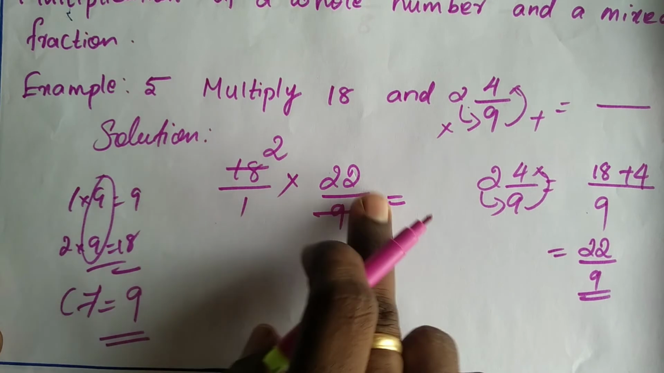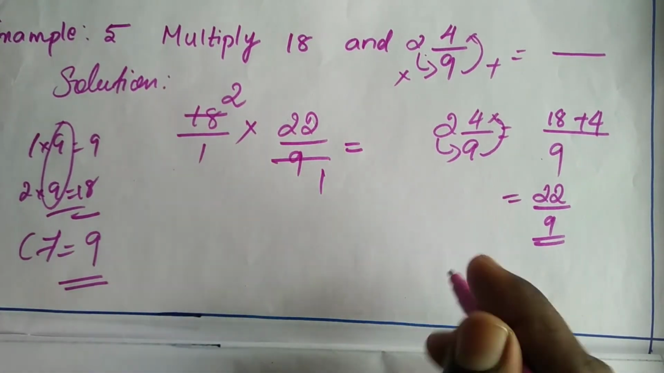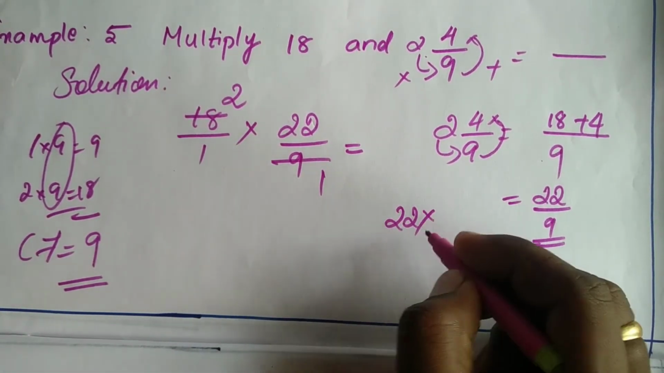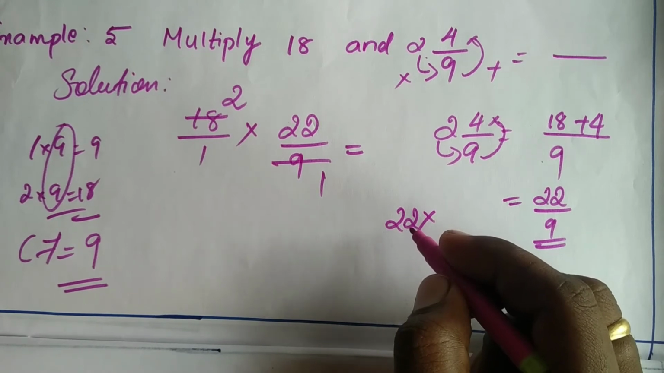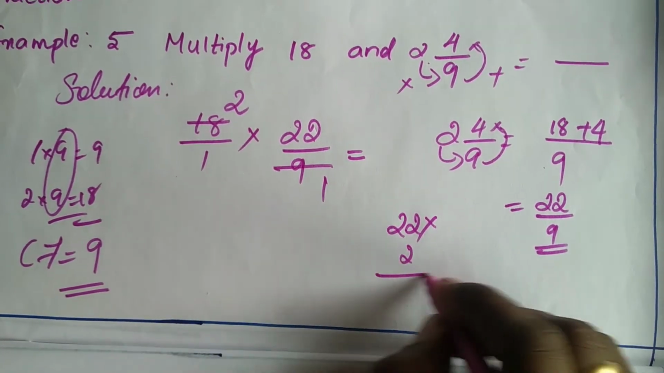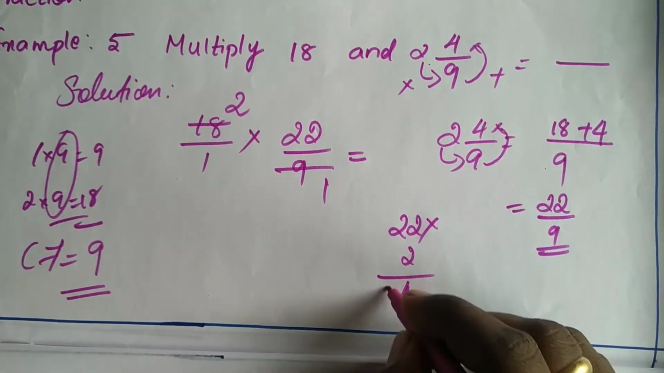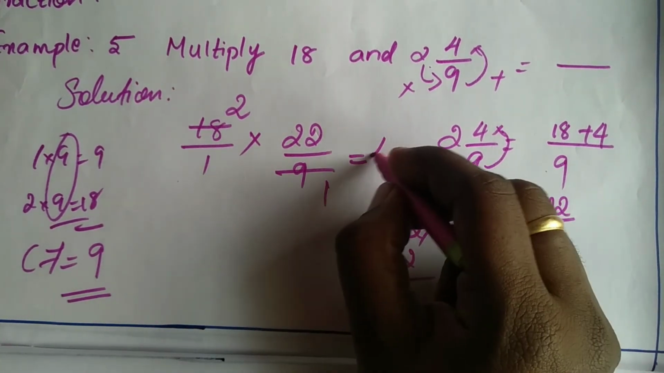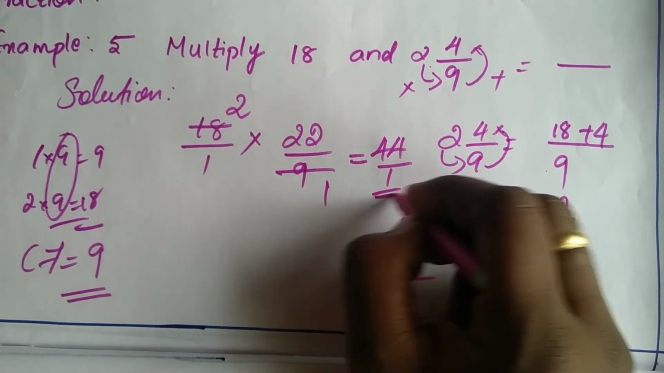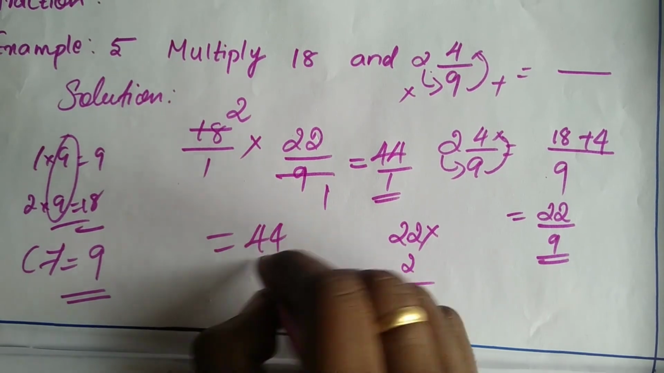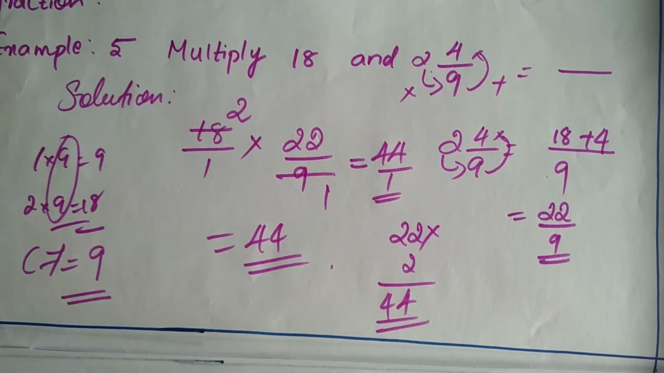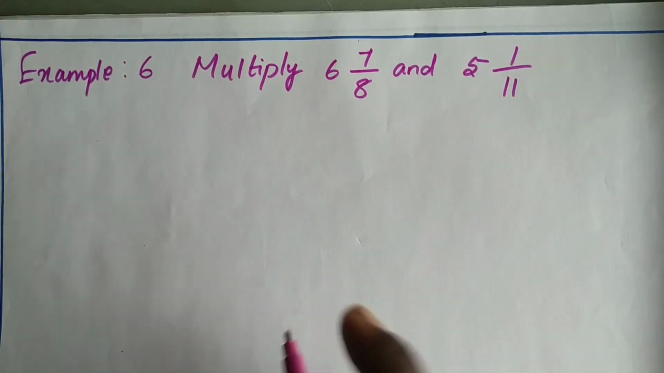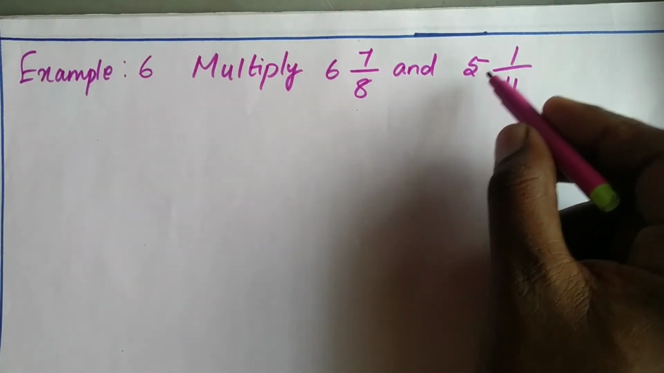What is 2 into 22? Guys, do it fast. What is 22 into 2? Yes, very good. The answer is 44. So the answer is 44 divided by 1, which is 44. Okay guys, now move on to the next problem. Multiply 6 7 by 8 and 5 1 by 11.